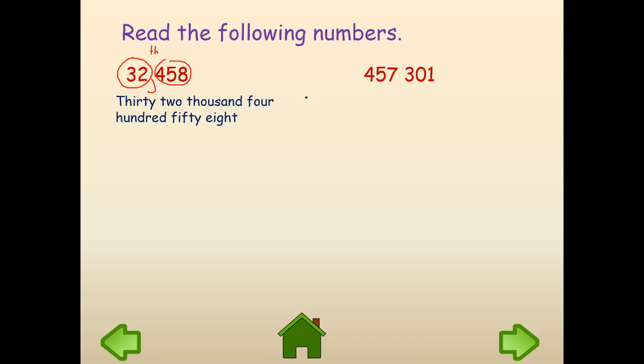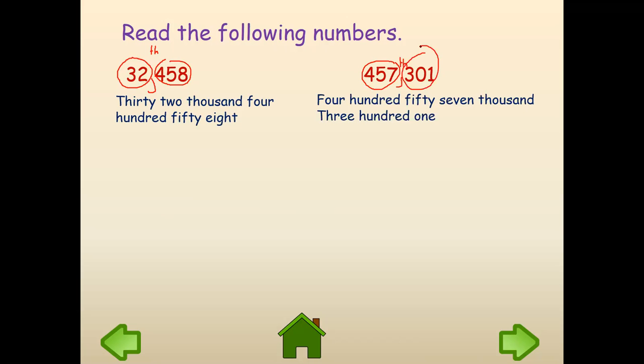So 32,458. Another example. 1, 2, 3, comma. The same. This comma, we will name it 1,000. Starting from the left side. How do we read 457? 457. Then we have to say 1,000 because we wrote here a comma. Then 301. So 457,301.